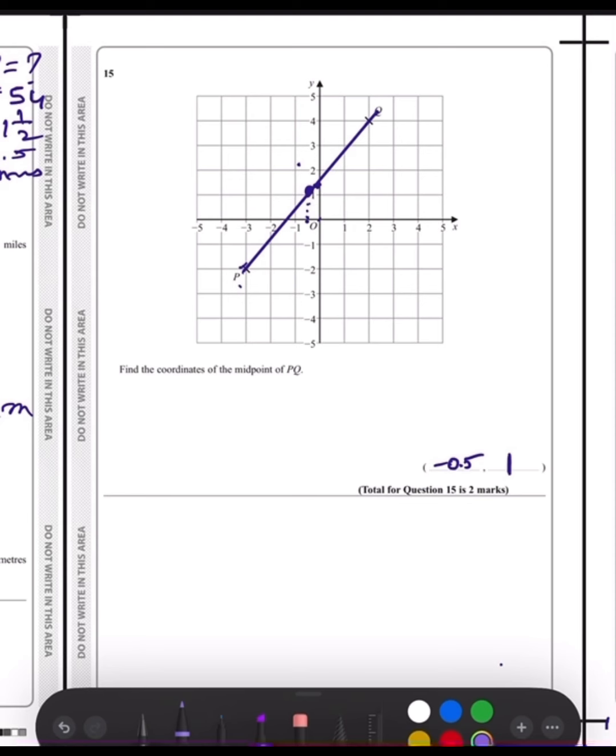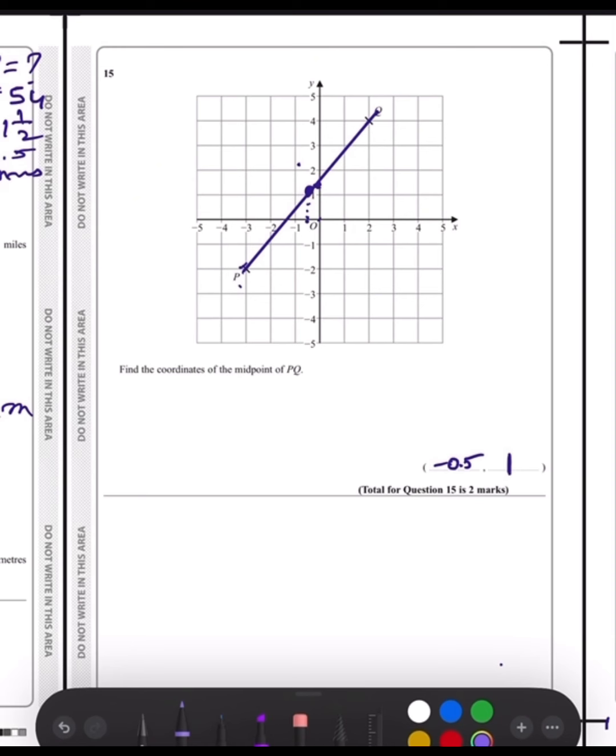So we put our finger down for the x one. We can see it's between 0 and -1, 0.5, minus 0.5. And then for y, we can clearly see it's on 1. So we write the y coordinate as 1. Your second mark. Super simple. It's just that you need a scale for a very accurate answer here.